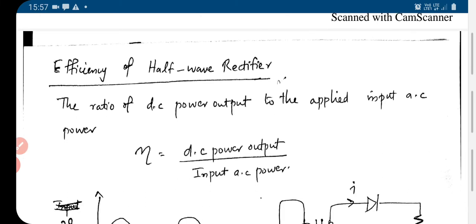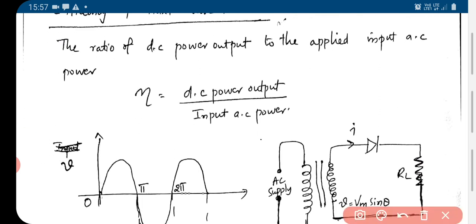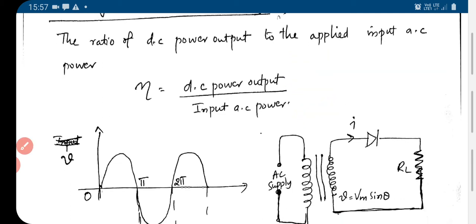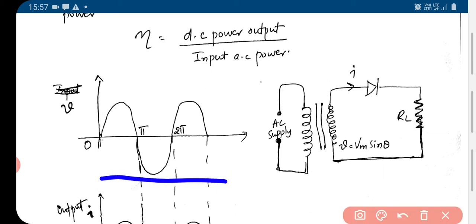An important parameter associated with the rectifier is the efficiency. When we study the rectifier, the first thing that we want to know is the efficiency of the rectifier. It is the ratio of the DC power output to the applied input AC power. That is eta.